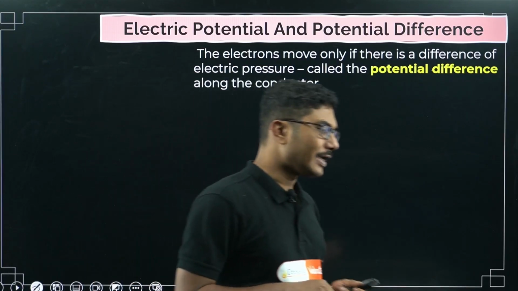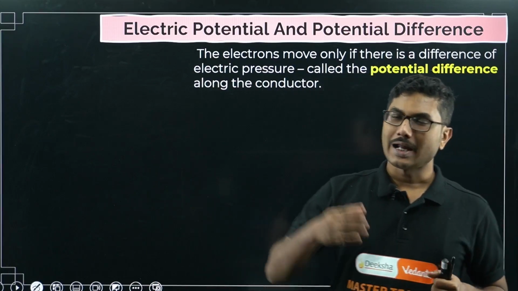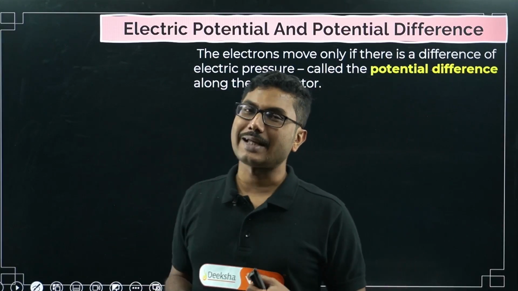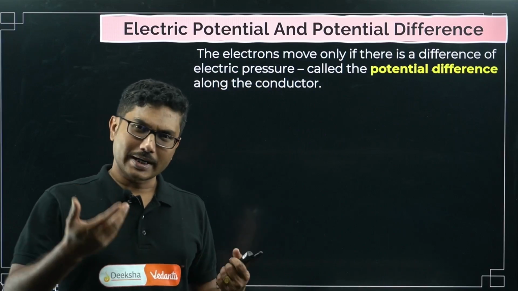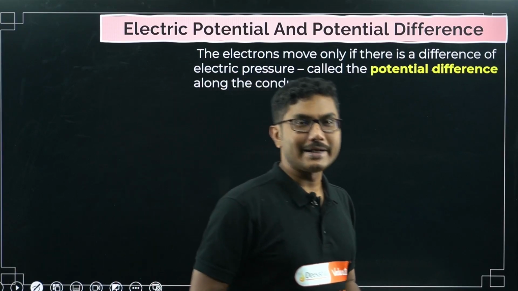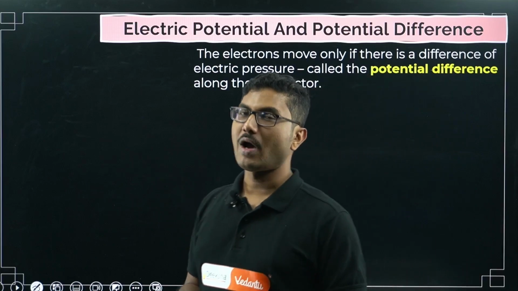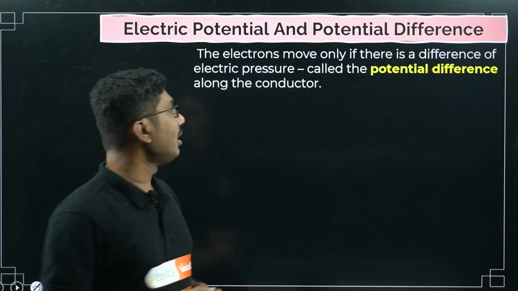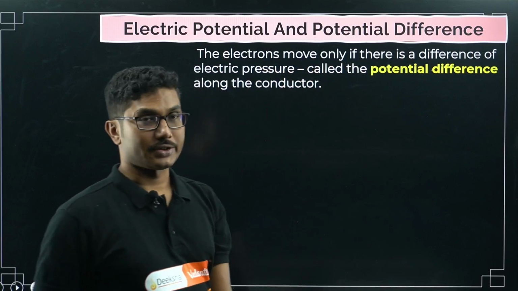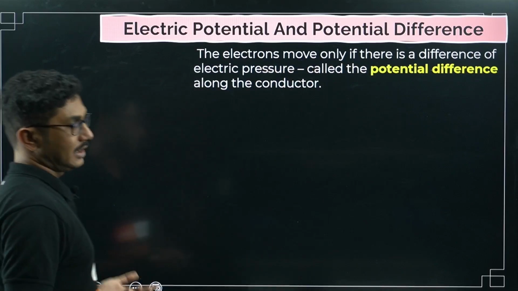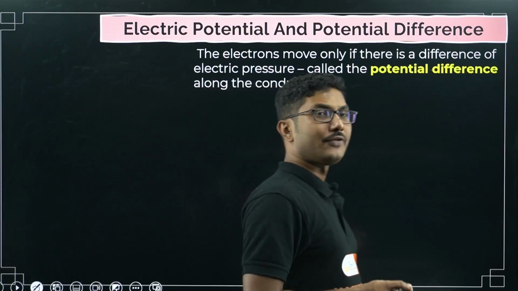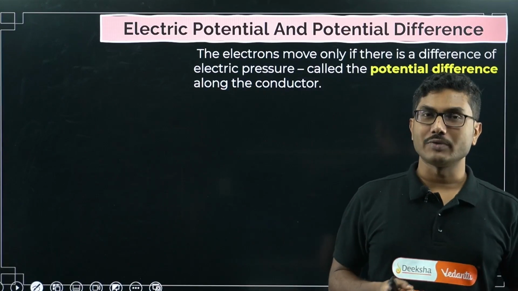Okay, for example, if I have a glass of water, can the water inside the glass move on its own? Water can move, water can flow, but can it move on its own? By default, it cannot move on its own. You have to have something called a potential difference along the conductor. If you can apply a potential difference, then these electrons will flow.